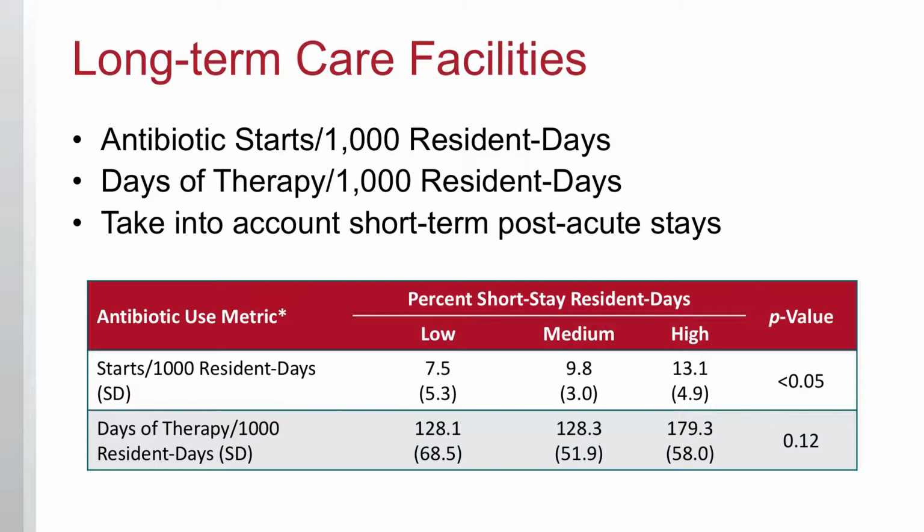And we realized that it's really not comparing apples to apples to bundle all long-term care facilities together. So we started to separate them out into facilities that took a high percentage of patients from post-acute, or short-term stays for rehab. And those patients tend to come in on antibiotics more often than a resident that's living there year-round. So when we're counting starts now, we can classify them as either low, medium, or high as far as the percentage of patients that have those short-term stays. And you can see there's definitely a difference between those.